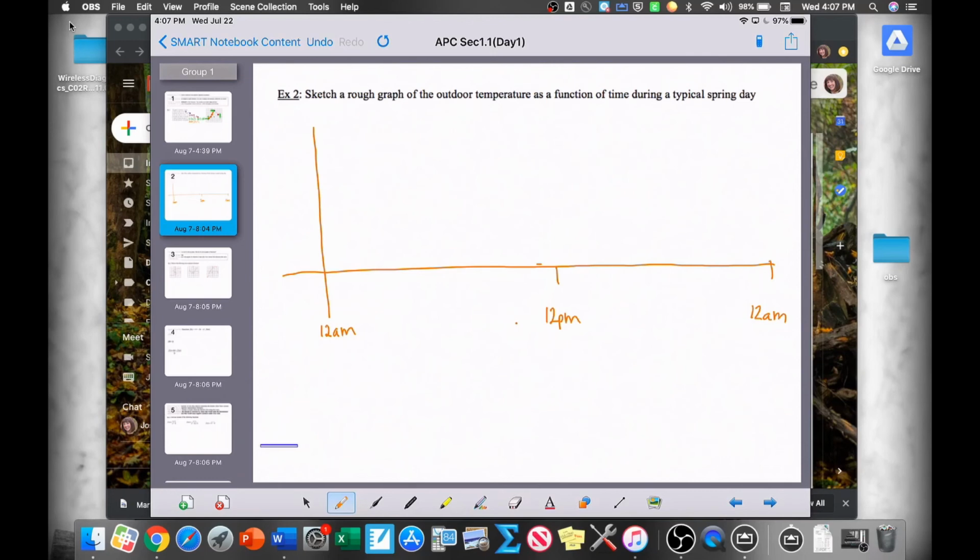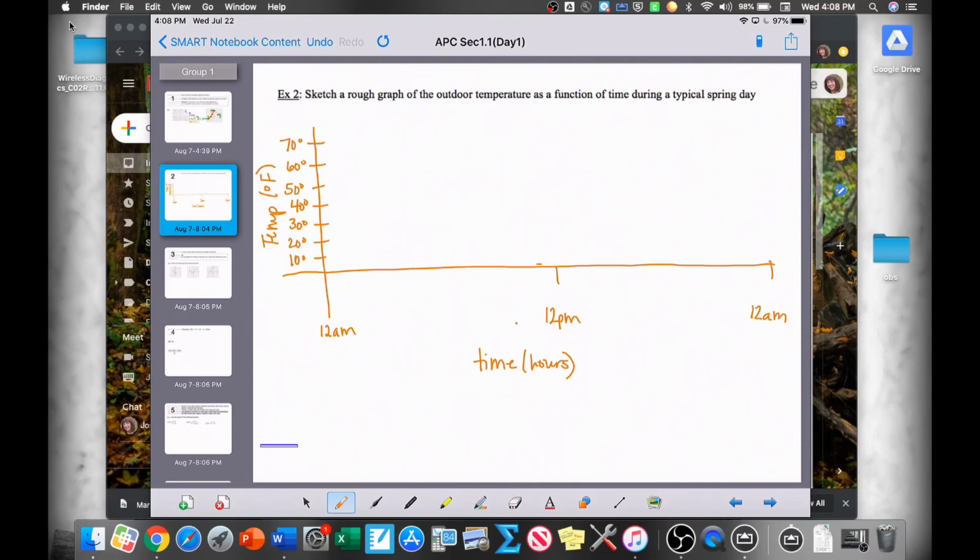So my x-axis is going to be time in hours. And my y-axis, I'm going to label as temperature, in degrees Fahrenheit. And we'll just say 10, 20, 30, 40, 50, 60, 70 degrees. We can hope for a nice 70-degree day in a spring day in Wisconsin, right? So this is 10 degrees, 20, 30, 40, 50, 60, 70.